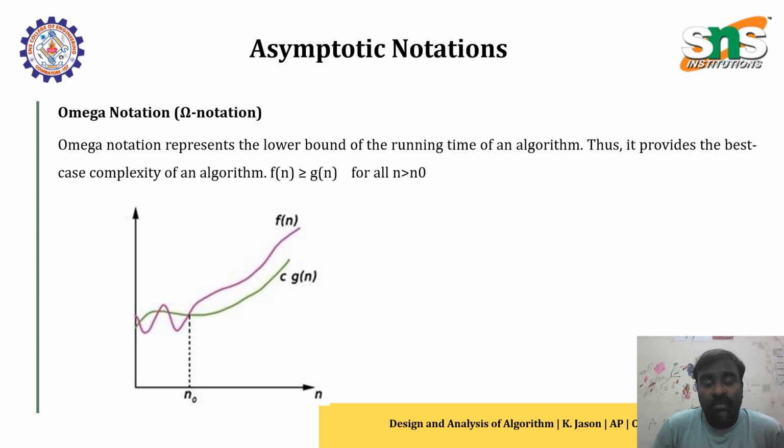Consider a graph where f of n is a given function. Next, a curve line is plotted, g of n. See the g of n. That is the lower bound of the running time of an algorithm. f of n is greater than or equal to g of n. It takes less time. Here it will be represented.